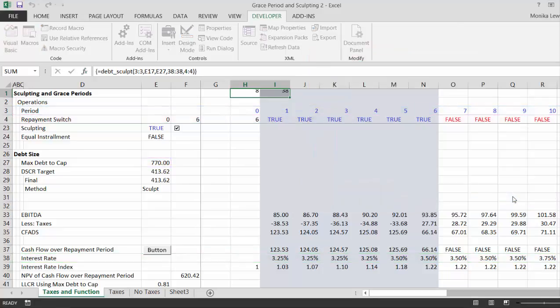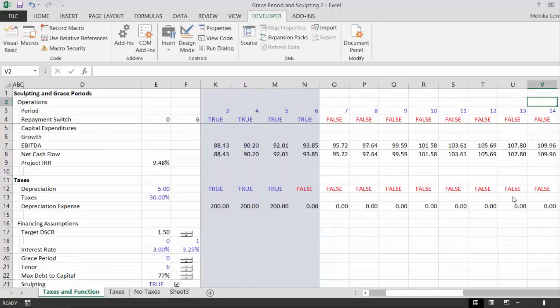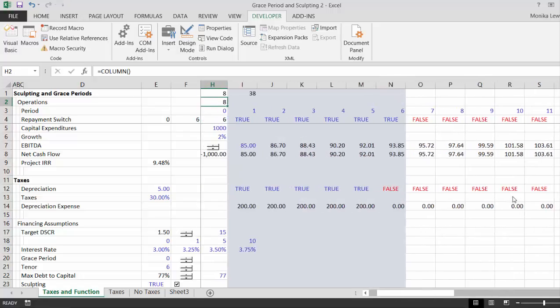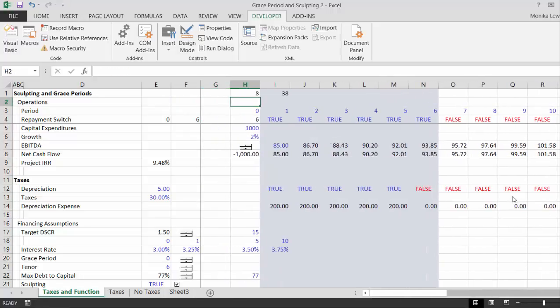Oops, at 2, Shift Control Enter. And if you put equal column, hopefully that's 8. And if you go to the last column over here, that's 38. Okay, so we got started. I think that's the biggest deal of it all.